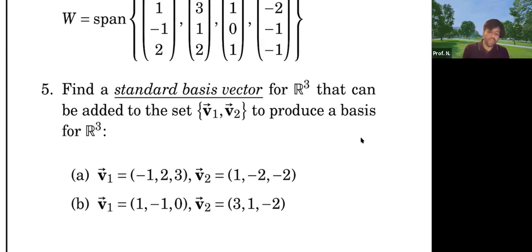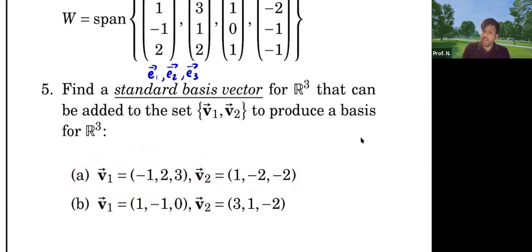Because we already know R3 has a dimension of 3, if we have 2 linearly independent vectors, all I need is one more vector, making sure that the set is linearly independent, and immediately it becomes a basis and spans R3. So this is very specific. It's saying find the standard basis vector. What are the standard basis vectors? E1, E2, E3. Choose one of them and include it as part of the set with these 2 vectors.